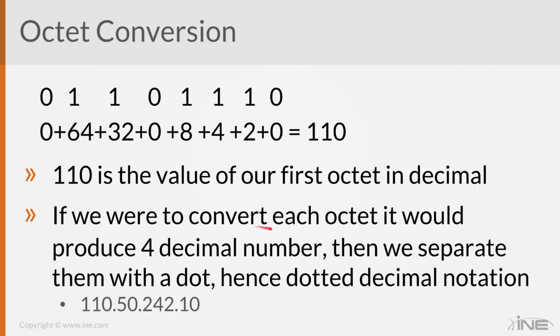If we convert each octet, it produces 4 decimal numbers. Then we separate them with a dot, hence the dotted decimal notation. So when you look at an IP address, it's a dotted decimal representation. That's not a single decimal number, because each number is a representation of a byte.